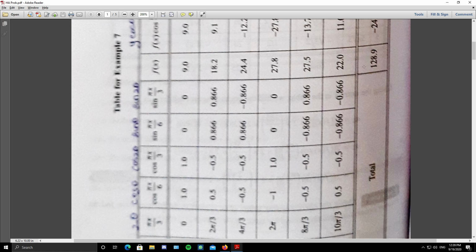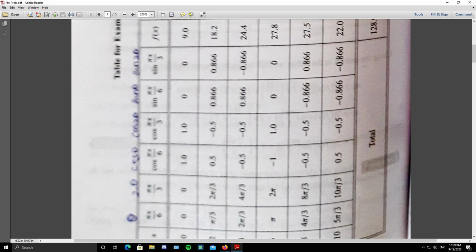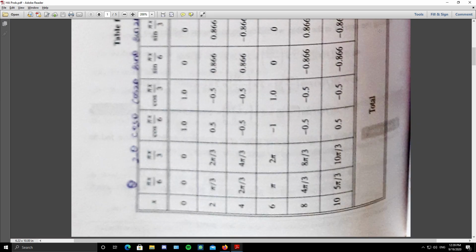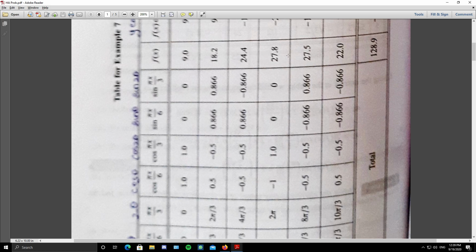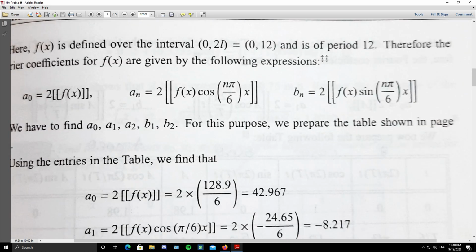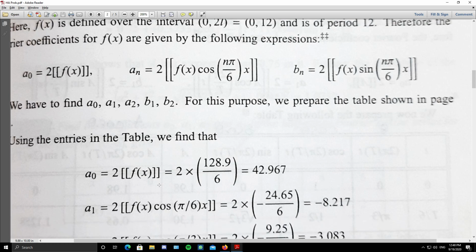128.9. So 2 times 128.9, this is the sum. What is the average? Divided by 6. There are 6 values. So 2 times 128.9 by 6, 2 times the mean of f of x. So the sum of f of x is 128.9, divided by 6 gives you the mean. So this is a naught.